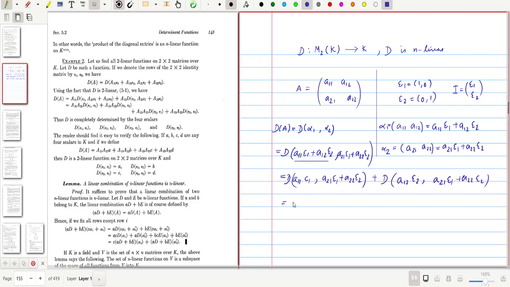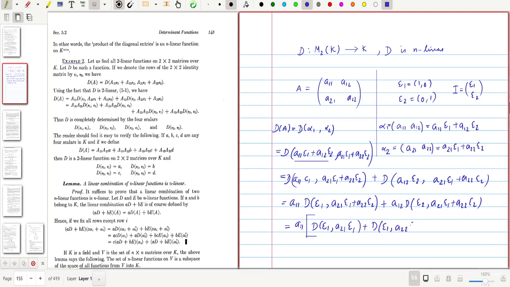So now you write it as a11 D of epsilon 1 comma a21 epsilon 1 plus a22 epsilon 2, plus a12 D of epsilon 2 comma a21 epsilon 1 plus a22 epsilon 2. Now you apply the linearity of this D in the second row. So that is a11 times D of epsilon 1 comma a21 epsilon 1 plus D of epsilon 1 comma a22 epsilon 2. So this is the linearity in the second row. Then the second term will be a12 times D of epsilon 2 comma a21 epsilon 1 plus D of epsilon 2 comma a22 epsilon 2.